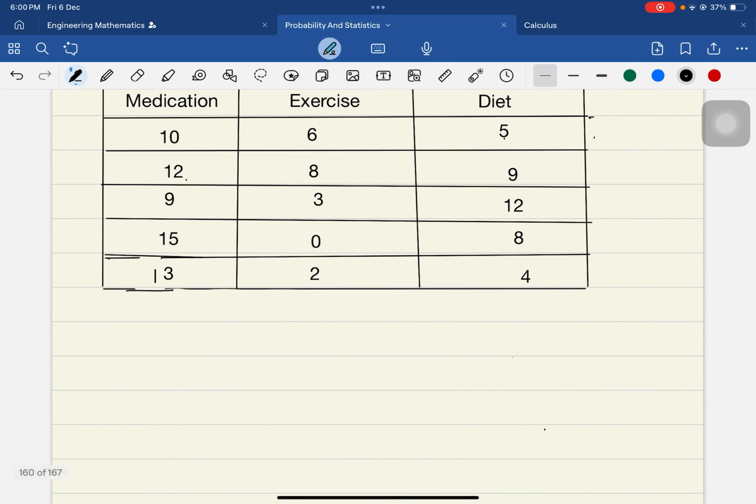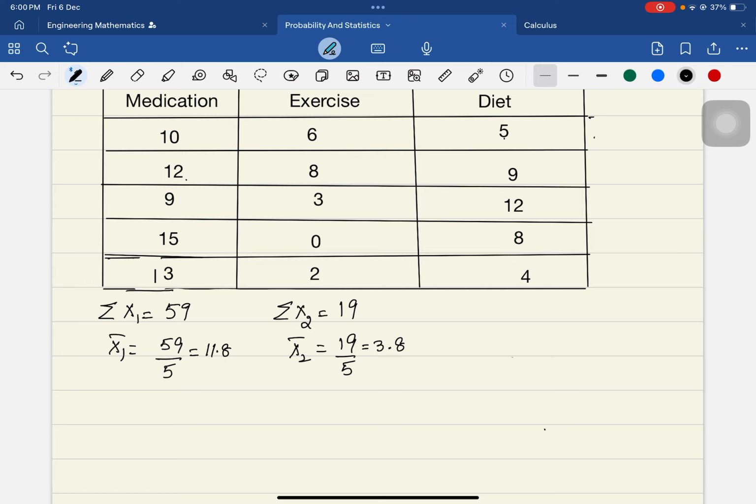Okay, let us now come to the problem where you have x1. Let us find the sigma x1, that is the sum of all these observations: 10 plus 12 plus 9 plus 15 plus 13, that is equal to 59. And x1 bar is given by 59 over 5, which gives you 11.8, right? Then sigma x2 is 6 plus 8 plus 3 plus 2, it is 19, and x2 bar is 19 by 5, which is 3.8. Okay, x2 bar is 3.8.